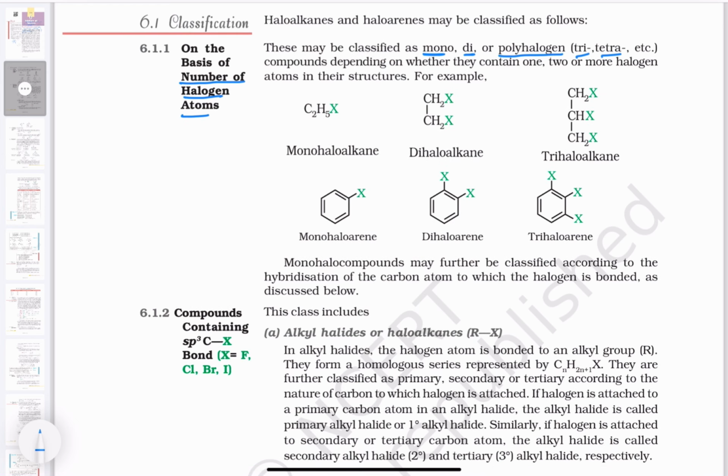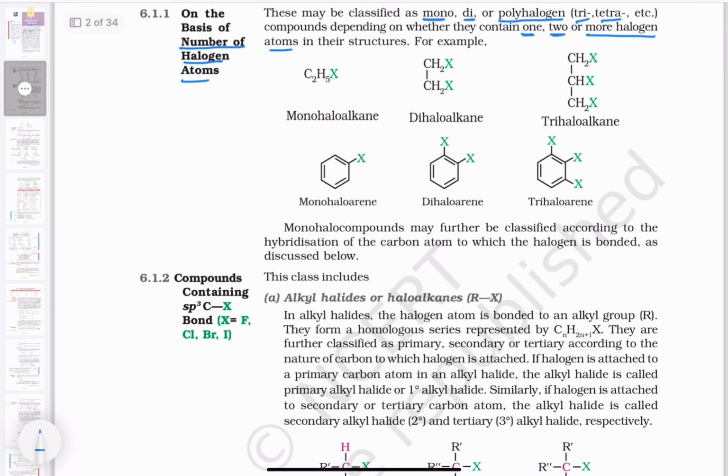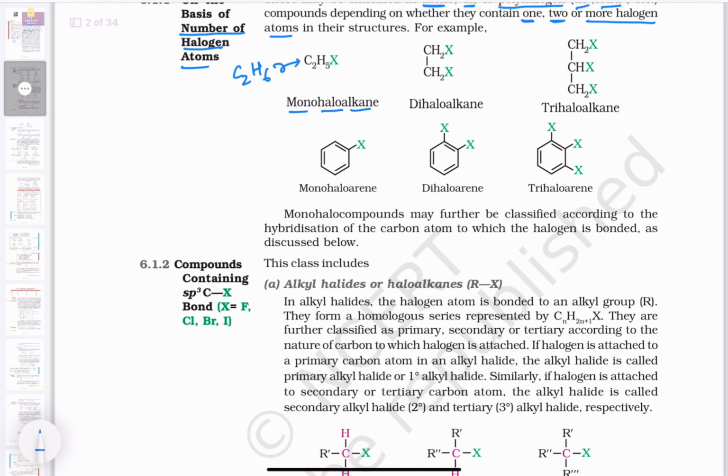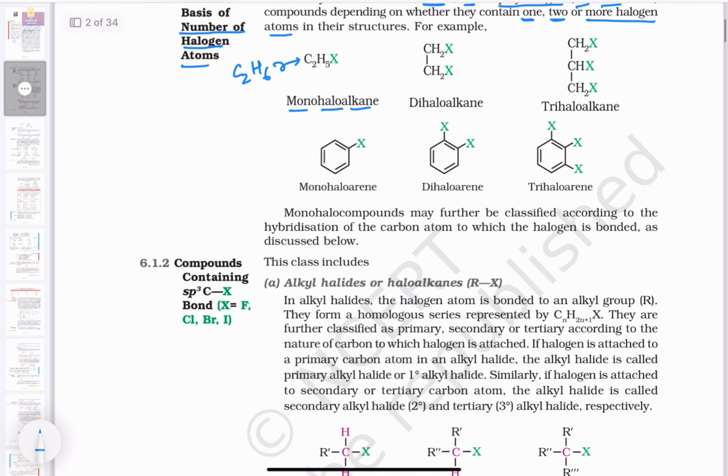This depends on whether they contain one, two, or more halogen atoms in their structure. For example, let's see. This is C2H6. From this you can see only one of the hydrogens is replaced by one halogen, X, which can be any halide, so it is named as monohaloalkane. The mono is because only one halogen is attached to the carbon atom. Second is dihalo. For example, there are two carbon atoms, and on each of the carbon atoms there is one halogen.